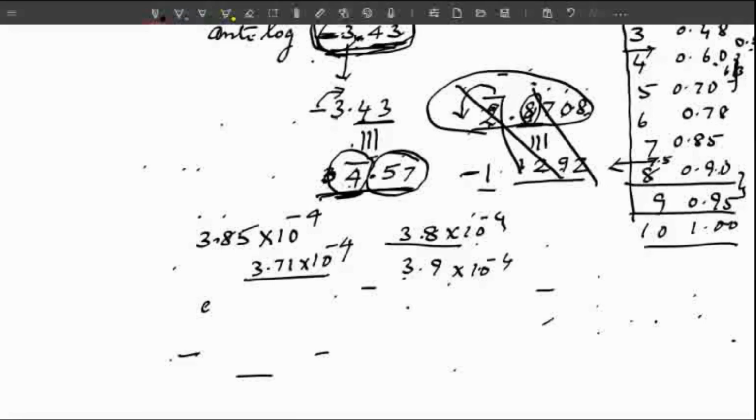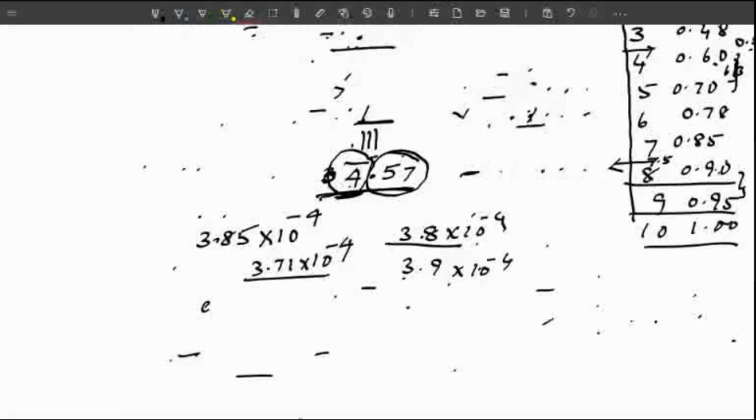Shall we go for another exercise using this methodology? Shall we go? Yes, sir. Okay. Tell me a negative number for which we have to take the antilog. Anybody? Tell me a number. Minus 9.537. Okay, take the antilog for this.